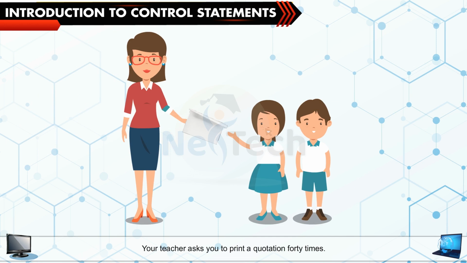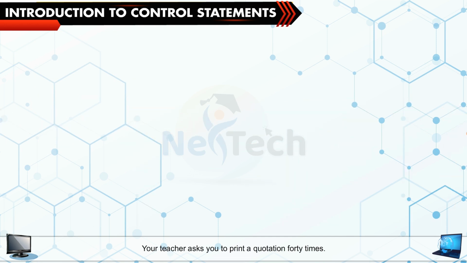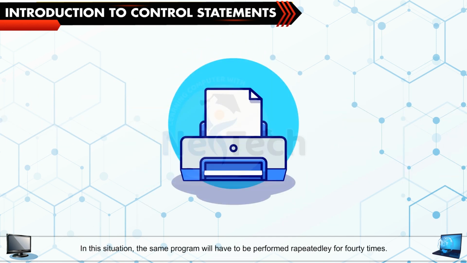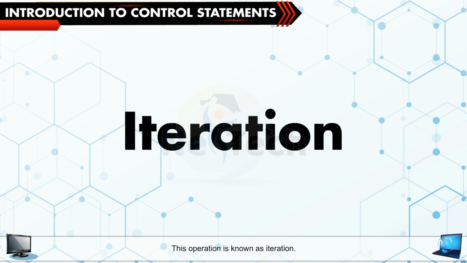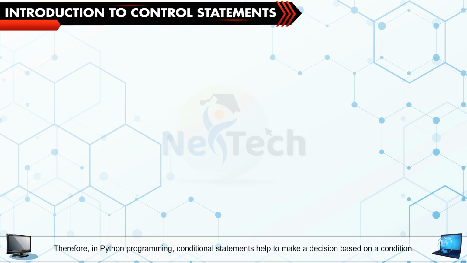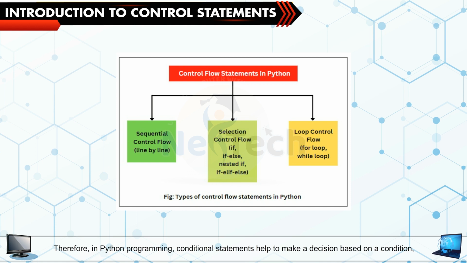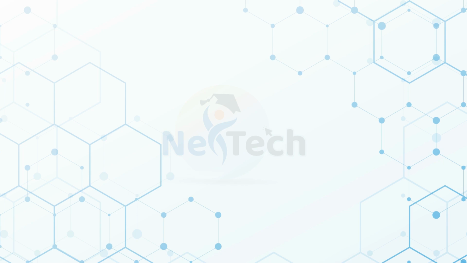Example 2. Your teacher asks you to print a quotation 40 times. In this situation, the same task will have to be performed repeatedly 40 times. This operation is known as iteration. Therefore, in Python programming, conditional statements help to make a decision based on a condition, and the output of the program depends on the outcome of the condition. Python statements that enable the users to give conditions in a program or to iterate are collectively called control statements.